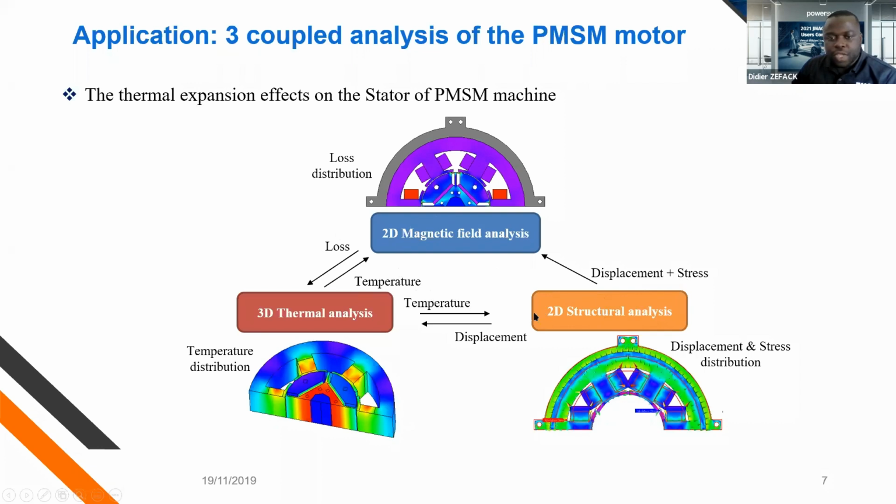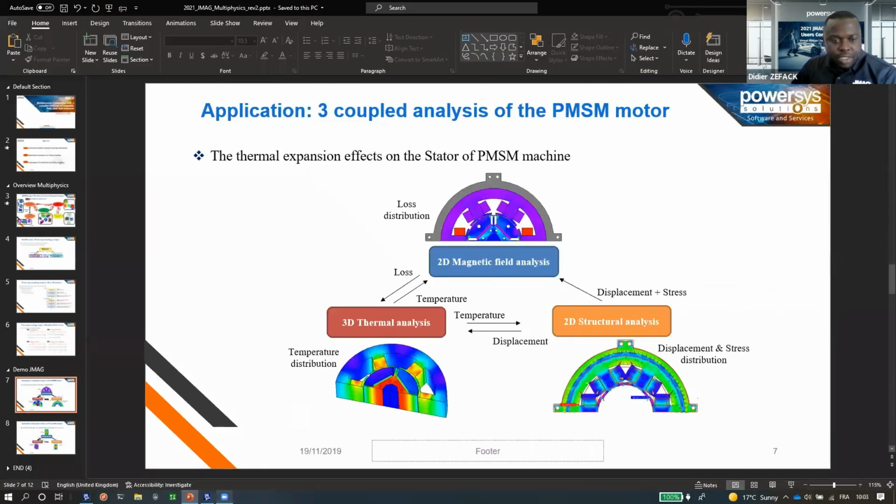Here you can see that the structure will send the displacement to the thermal, because the displacement can affect the thermal coefficient, like the thermal conduction coefficient or the thermal convection coefficient. And also the displacement and stress can be sent to the magnetic, because the material property can depend on the displacement and the stress. So let me go back to JMAG.